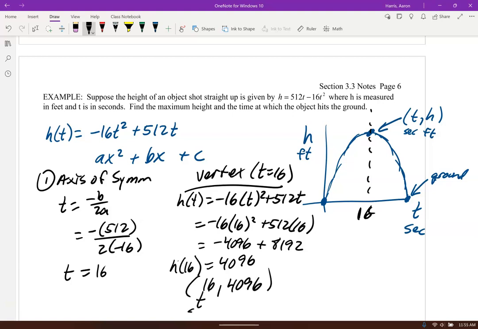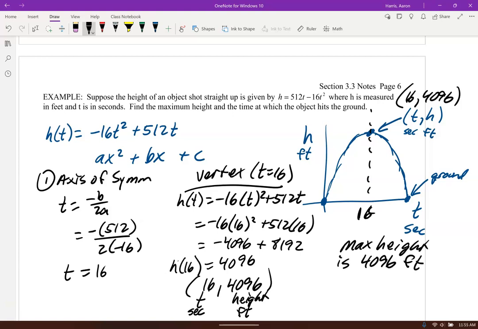That's our time in seconds. That's our height in feet. So at 16 seconds, this projectile hit a height of 4,096 feet. So max height is 4,096 feet, and it occurs at t being 16 seconds.